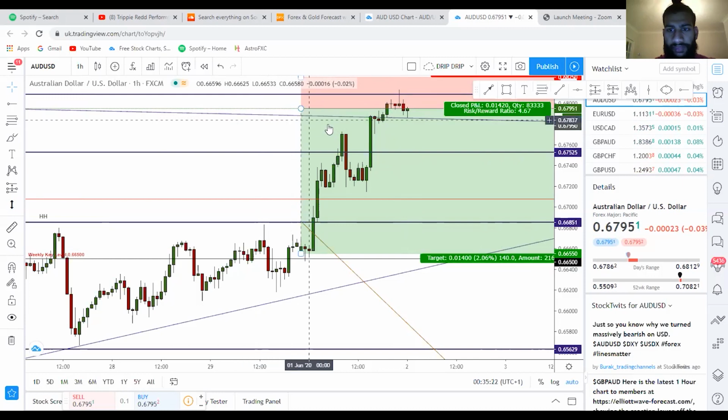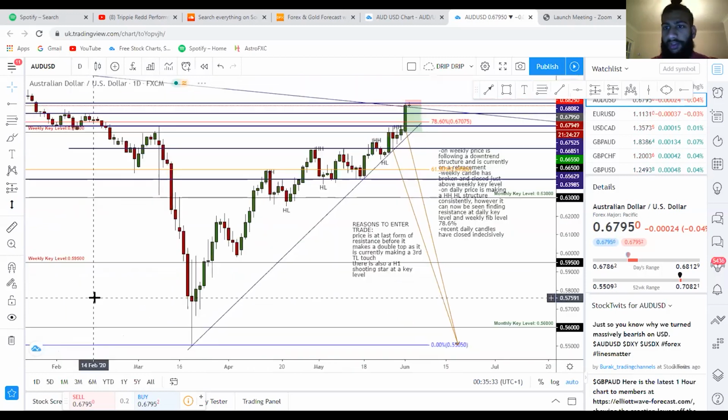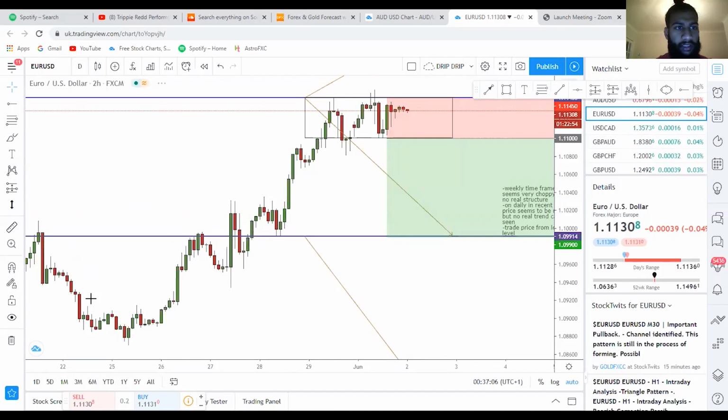I don't know what the spread for my broker is saying about right now, so maybe it might need to push up a little bit more before it's triggered, but hopefully it is. All right, let's stop rambling on, quickly move along.